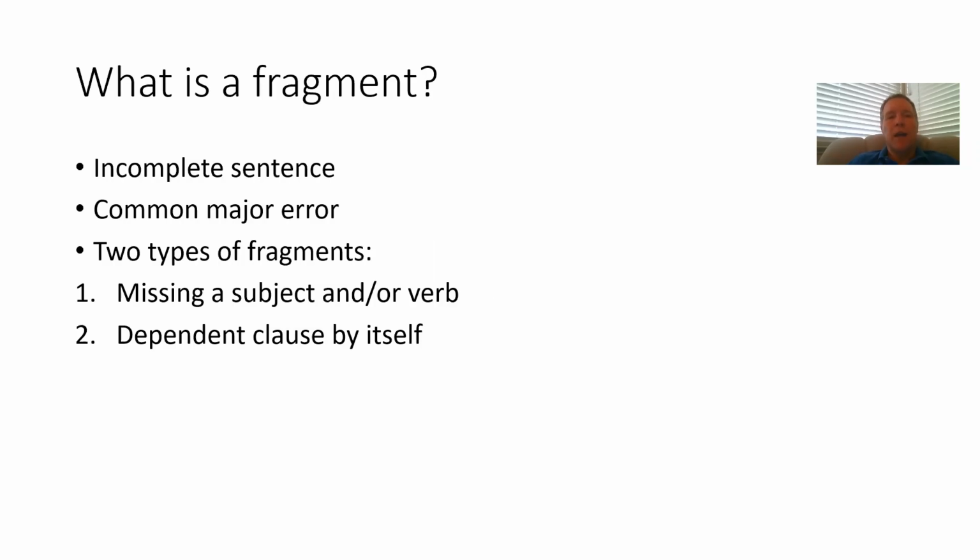So first of all, what is a fragment? It's an incomplete sentence. It's a very common major error, and there are two types of fragments. One type is missing a subject and/or a verb, and the other is a dependent clause by itself. Make sure before you continue that you're able to identify subjects and verbs and dependent clauses. I've got videos and lessons on those, so make sure you check those out before you continue here. So let's talk about these.